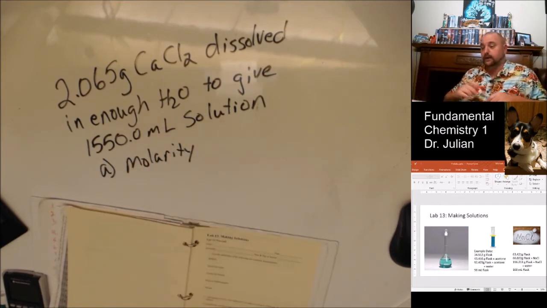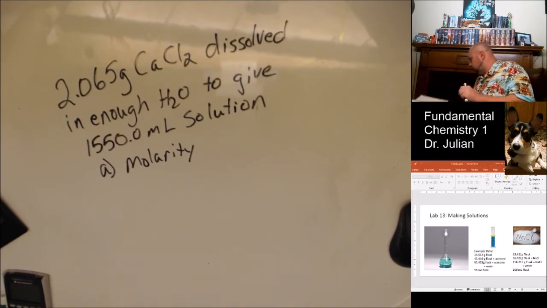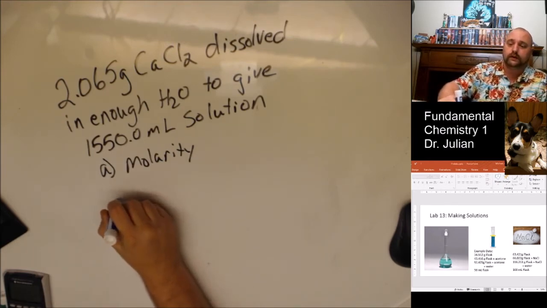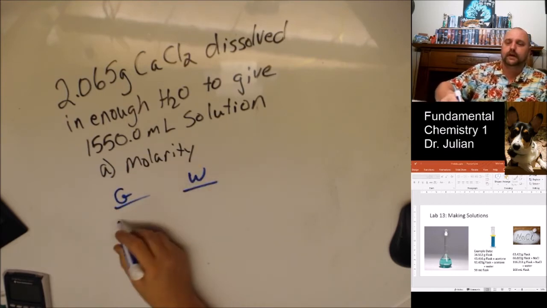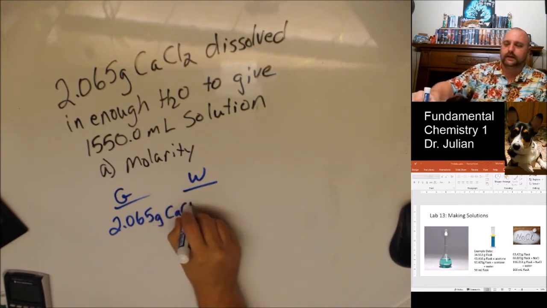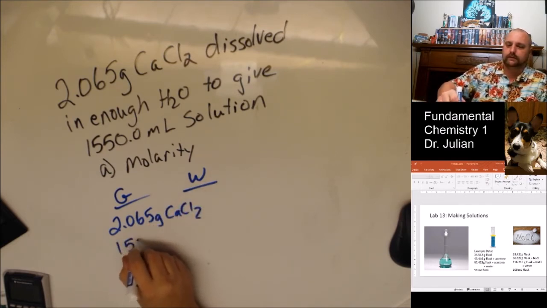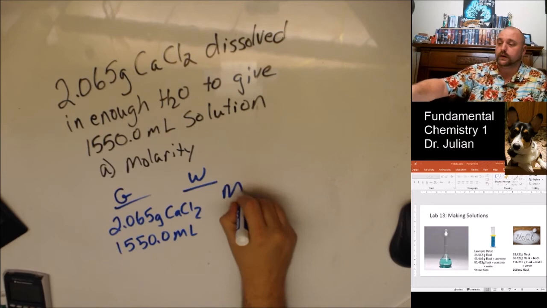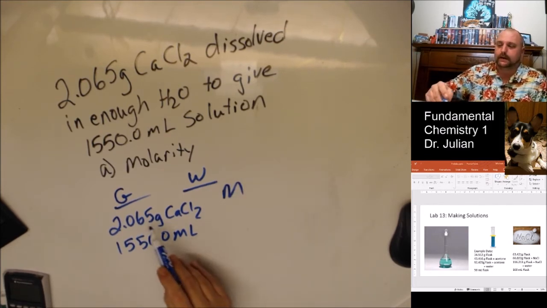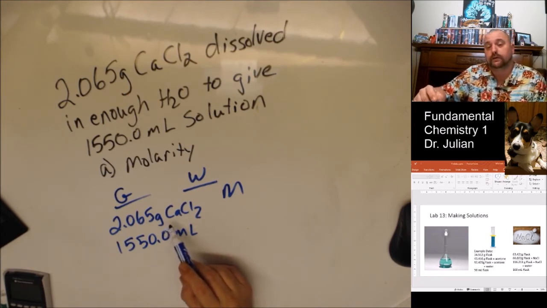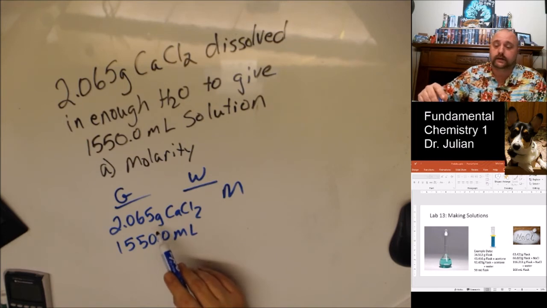Alright. Now, in all of these, what you really want to do is get it out of this mess, right? What did they give you? What did they want? So what they gave me: 2.065 grams of CaCl2, and they mentioned 1550.0 milliliters. What is it they want? They want capital M, molarity. All right, I need to figure out these. Are they talking about solute or solvent or solution? And that's the key to these questions.